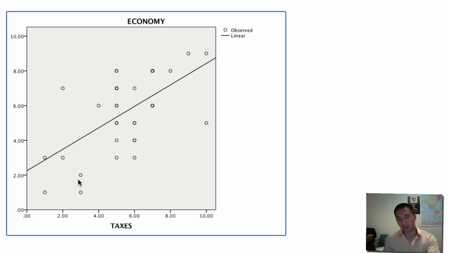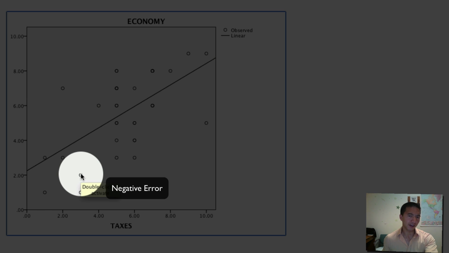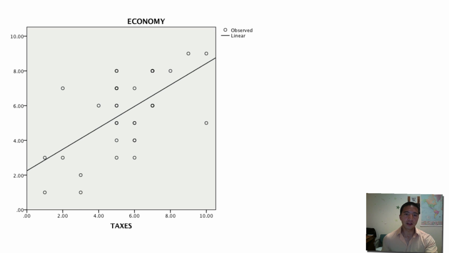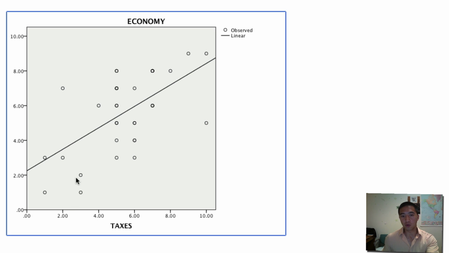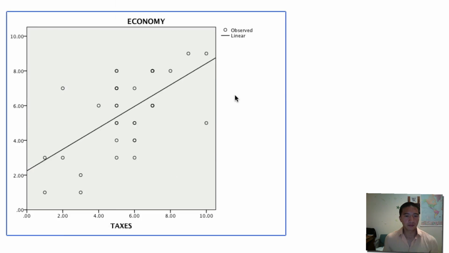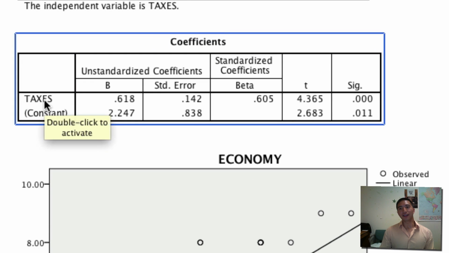When a point is below this line, it is called a negative error, and when a point is above this line, it is called a positive error. What this line attempts to do is minimize the total amount of errors attributed to points falling below or above this line. So here we have our coefficients, and here is taxes, our independent variable.